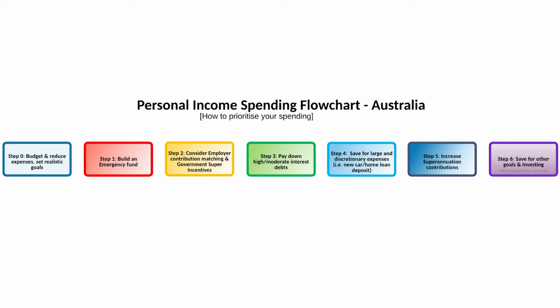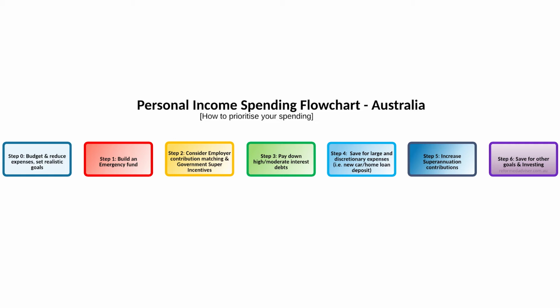Step 0 is budget, reduce expenses, and set realistic goals. Step 1 is to build an emergency fund. Step 2 is to consider employer contribution matching and government super incentives. Step 3 is to pay down debt. Step 4 is to save for big purchases. Step 5 is to increase your super contributions. And step 6 is to save for other goals and investments.